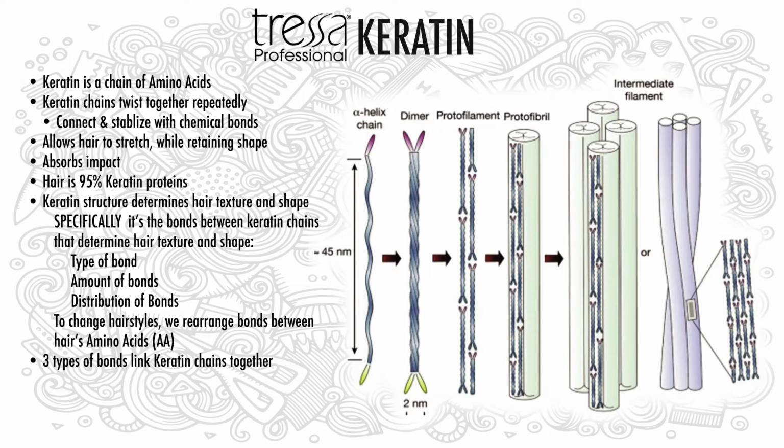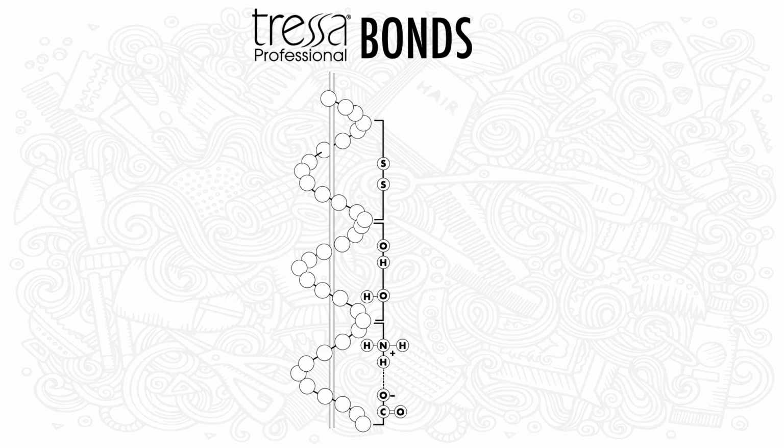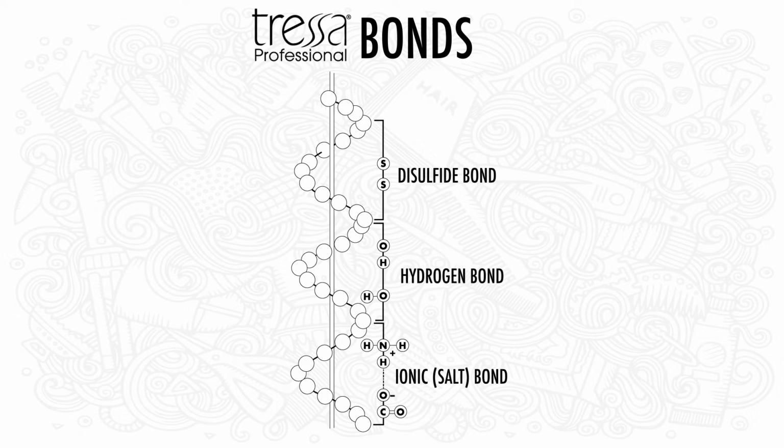This is what will determine the hair's texture and shape. Hair characteristics are determined by the type, amount, and distribution of these bonds. To change the style or texture of the hair, we rearrange or shift the bonds between them. There are three types of bonds that play a role in these shifts: the disulfide bond, the ionic or salt bond, and the hydrogen bond.